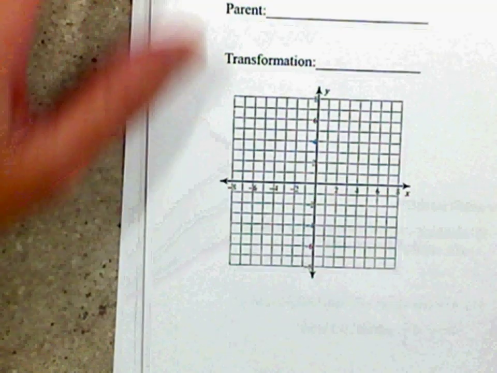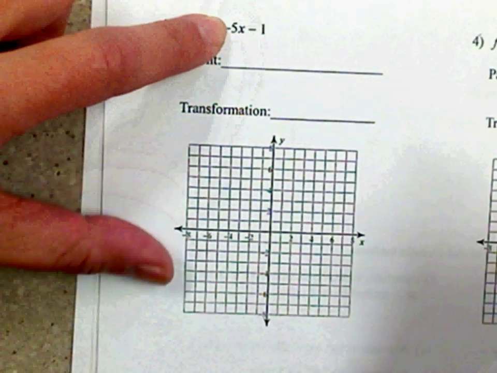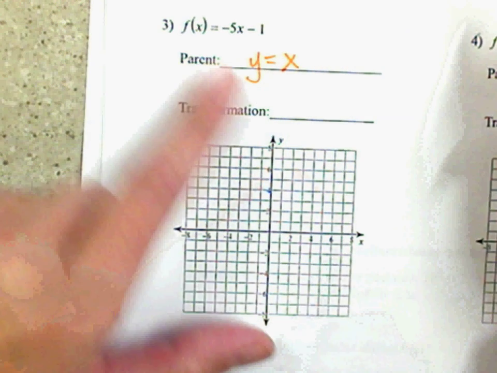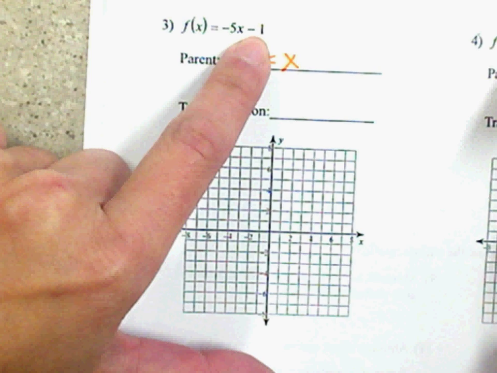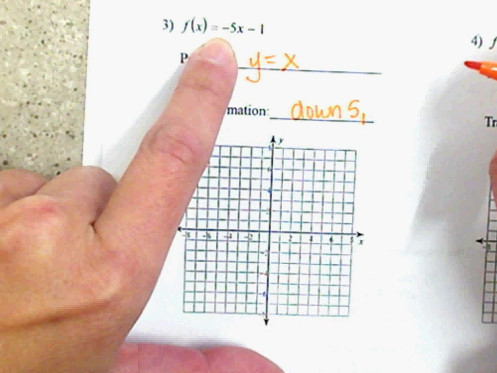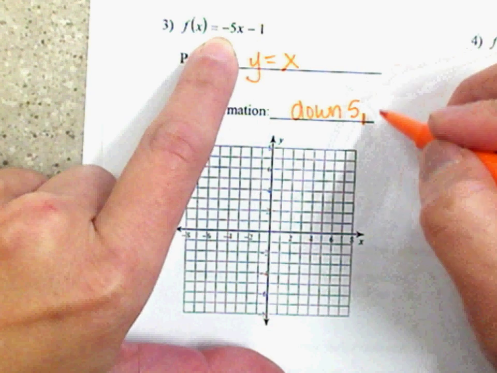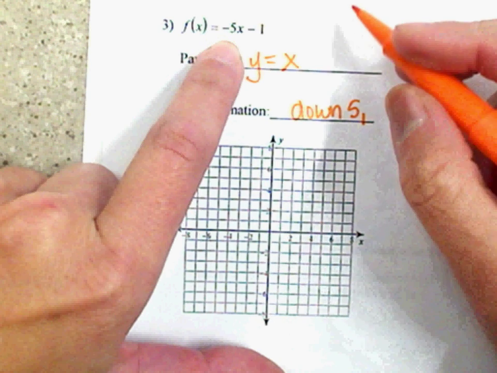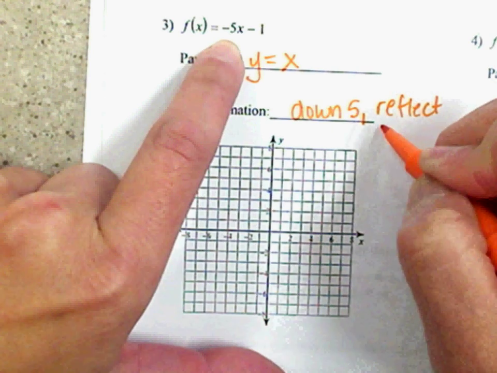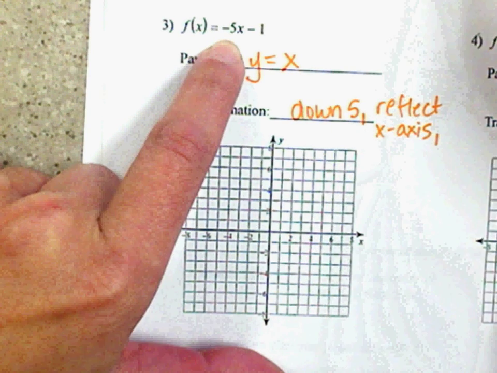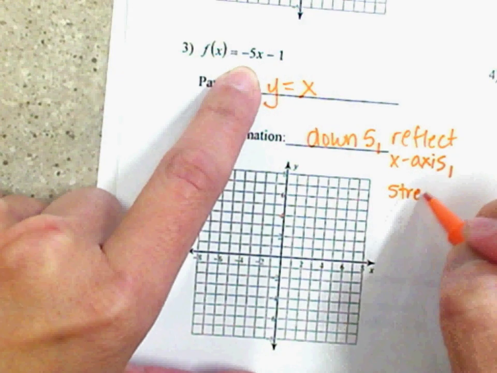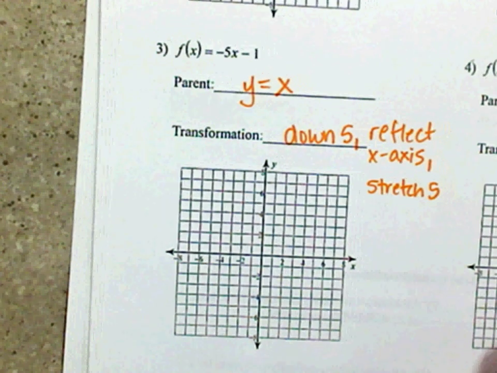Number 3. Here we go. Here you have a line, so your parent function is y equals x. That's it. Your transformation here is a negative 1 outside, so you are going to go down 1. See that negative 5 is your a right there. Since it's a negative 5, it's going to reflect on the x-axis, and 5 is bigger than 1, so it's going to stretch by 5. Use your calculator to help you graph.